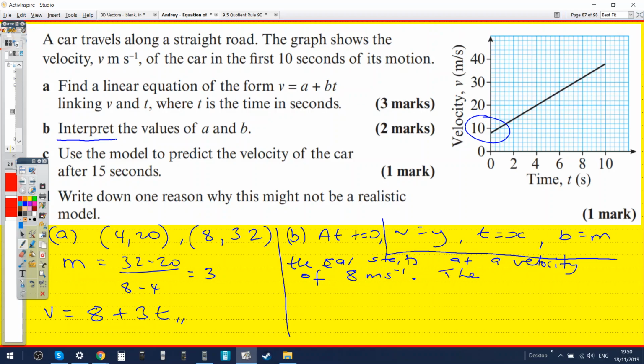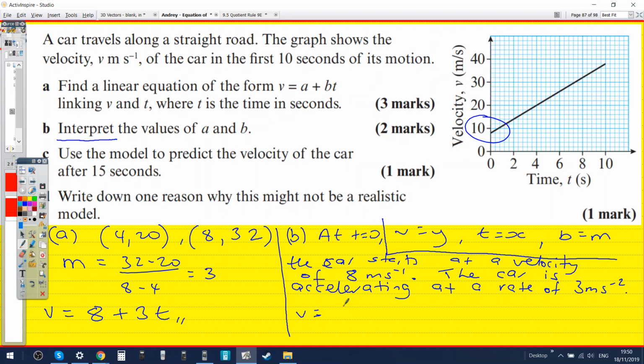Question C. So is that just 3 times 15 plus 8? Yep. And then that is 53. Okay, and part D. This might not be a realistic model.